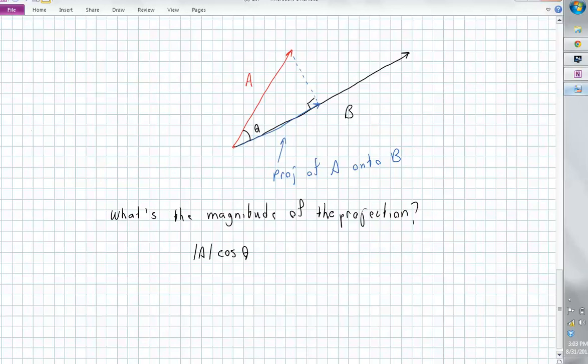Let's build a unit vector. How do we build a unit vector in the direction of B? So B over the magnitude of B, like that. And then how do I get its magnitude to be the length of A cosine theta? I just multiply by that scalar, right? This is the blue vector. This is what we seek.